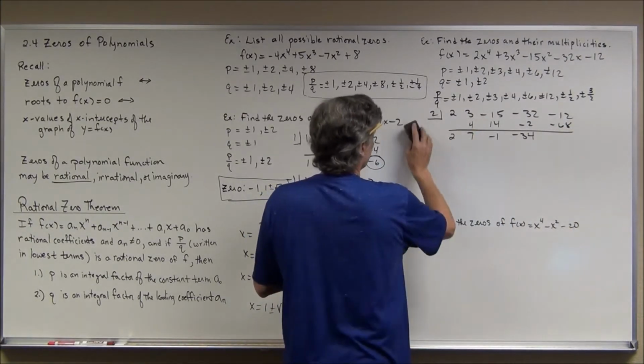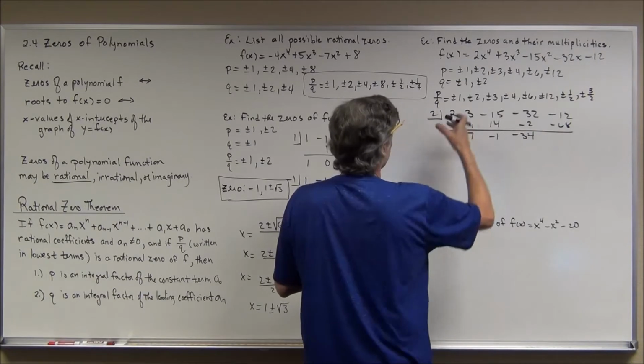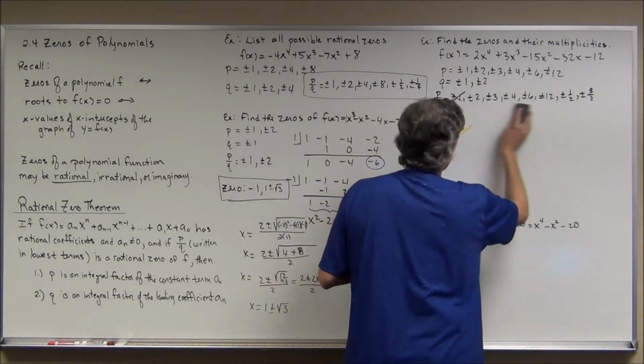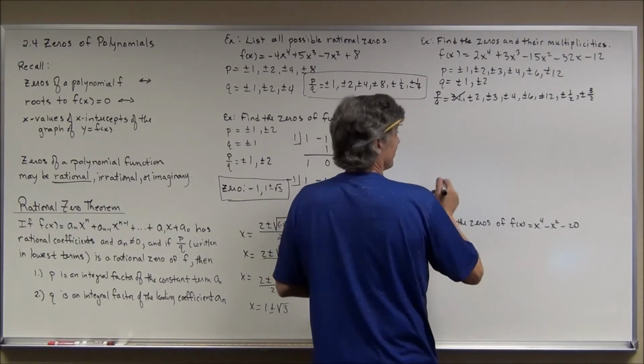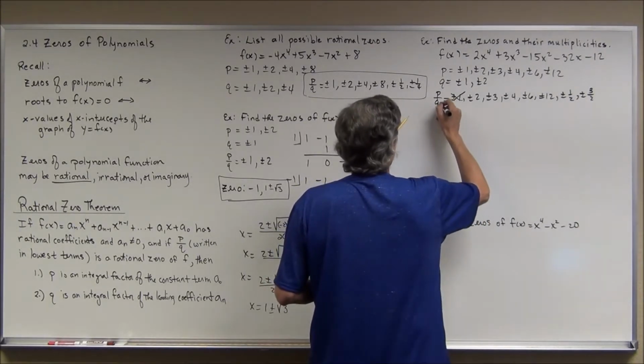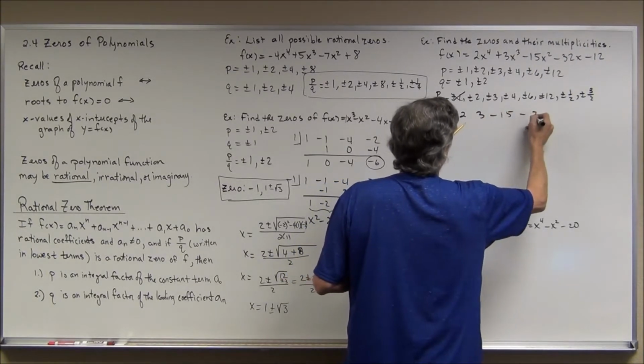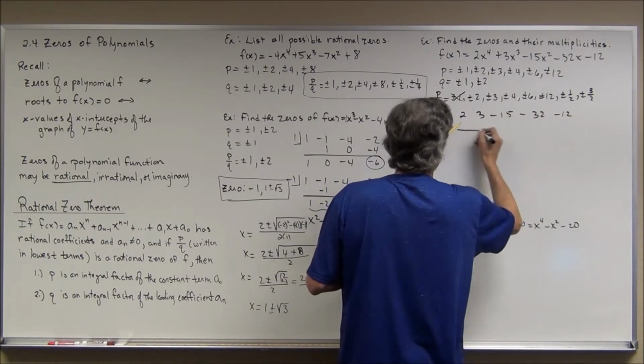Well, I hope it works pretty soon. I've already eliminated these guys, and I've eliminated positive 2. Let's try negative 2. Kind of a long process. All right, so we go 2, 3, negative 15, negative 32, negative 12. Let's try negative 2.